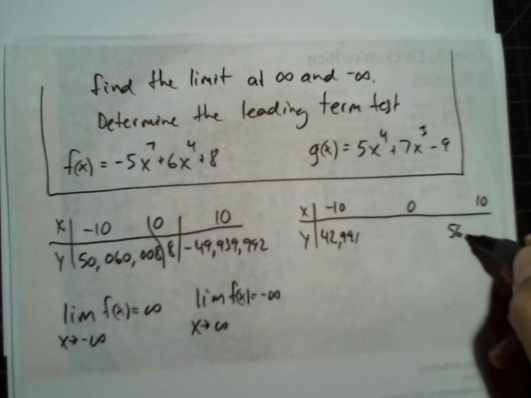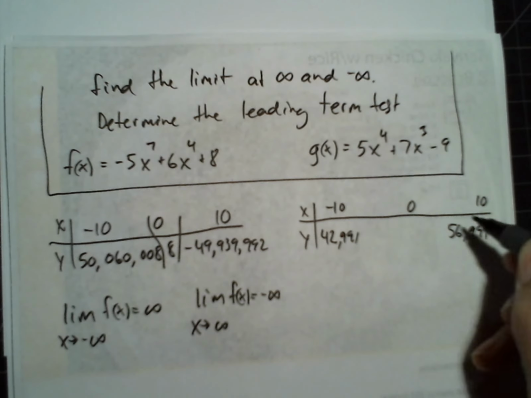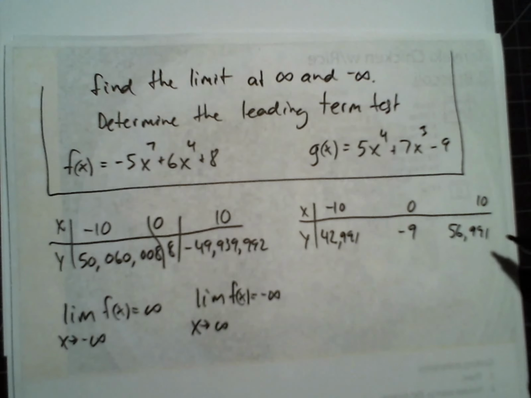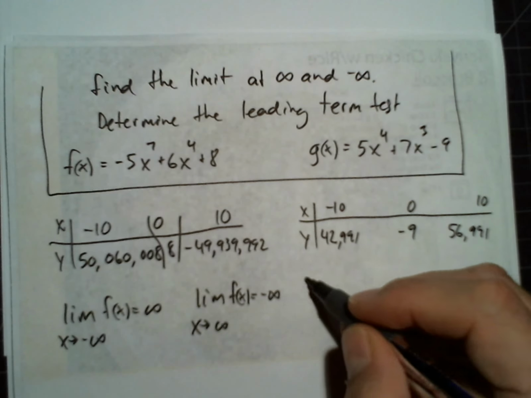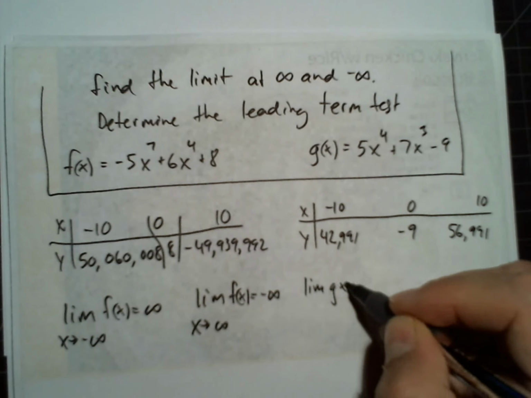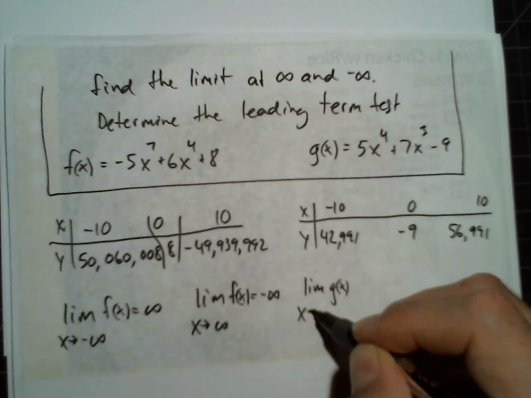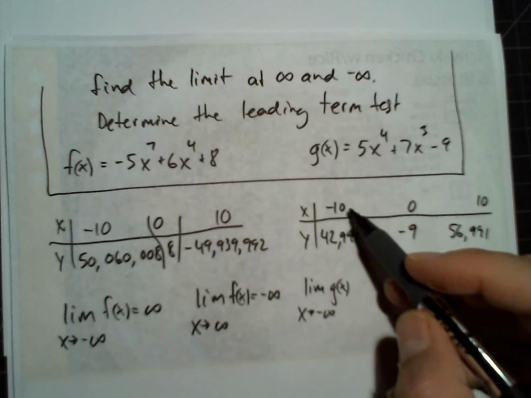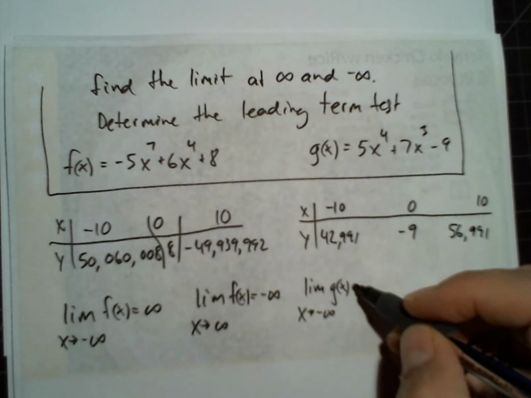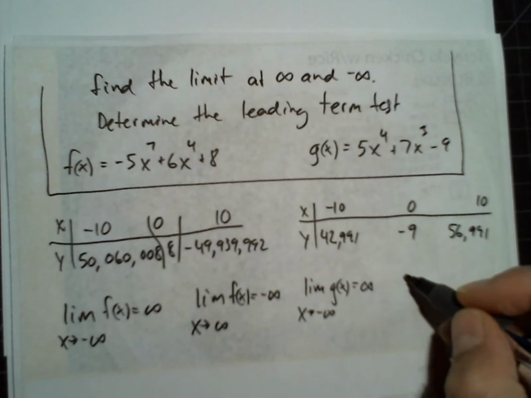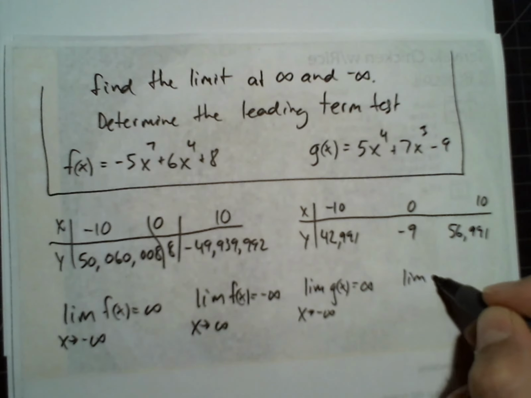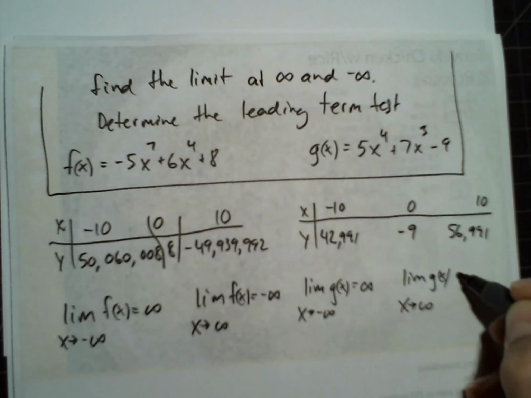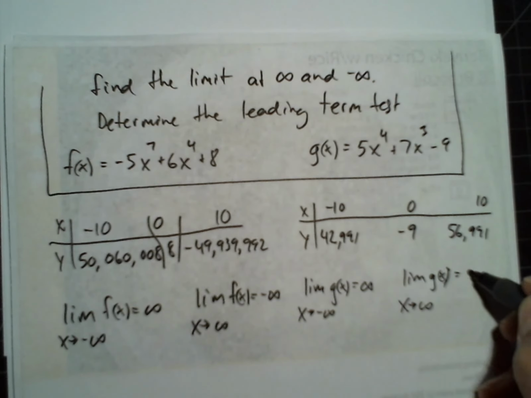Here's 56,991. If you put a 0 in there, that would be the y-intercept. Y-intercept is -9. And the limit of g as x goes to the left is infinity. The limit of g as x goes to the right is infinity.